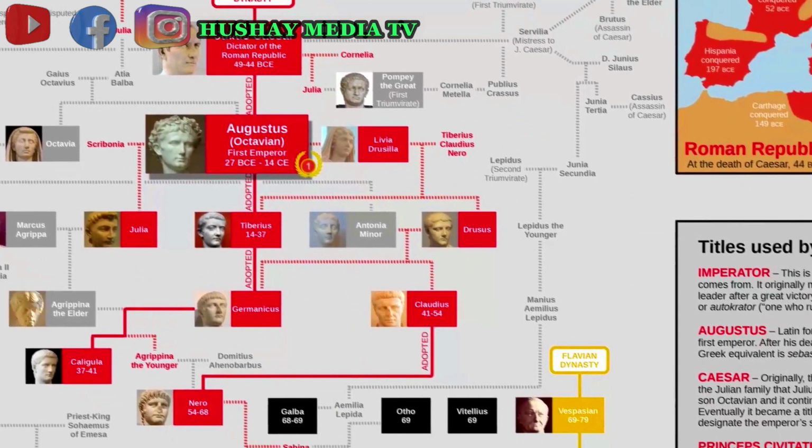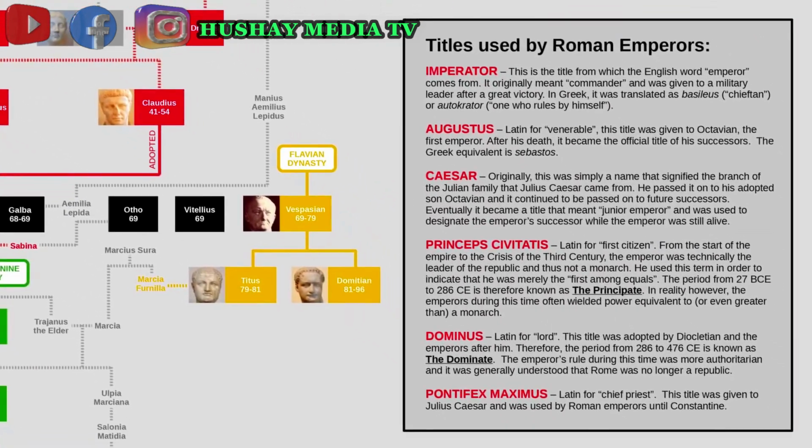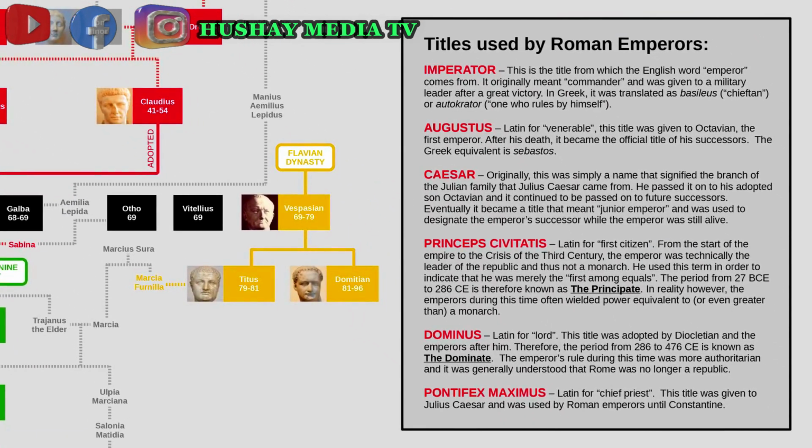If we look to the side here, you can see some of the titles used by the emperors of Rome. Initially, the emperors were not technically monarchs. Instead, they held the title Princeps Civitatis, which meant first citizen or first among equals. In reality, though, they held as much power as a monarch would, if not more. But because of this title, the period we are about to look at is called the Principate.